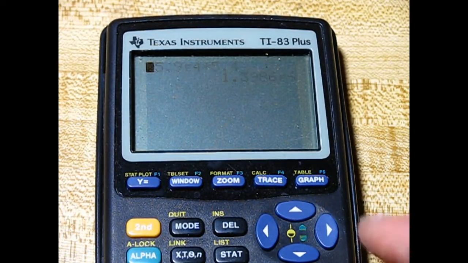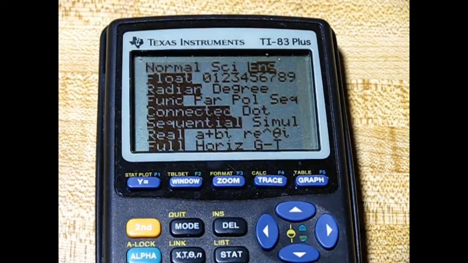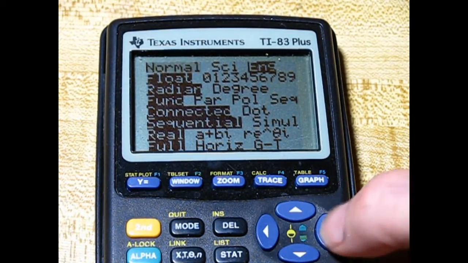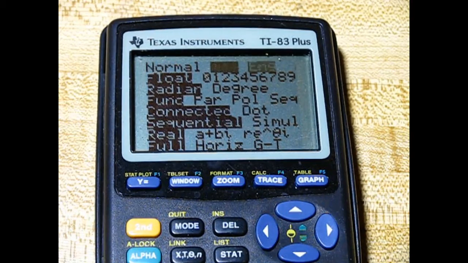So turning it on, I want to first start with the mode settings, and at the top I have three settings here: normal, scientific, and engineering. And I'm going to set that on scientific notation, and hit enter. And the other mode you'll have to change frequently in AC circuits is radians to degrees, but obviously I'm not going to discuss that now.